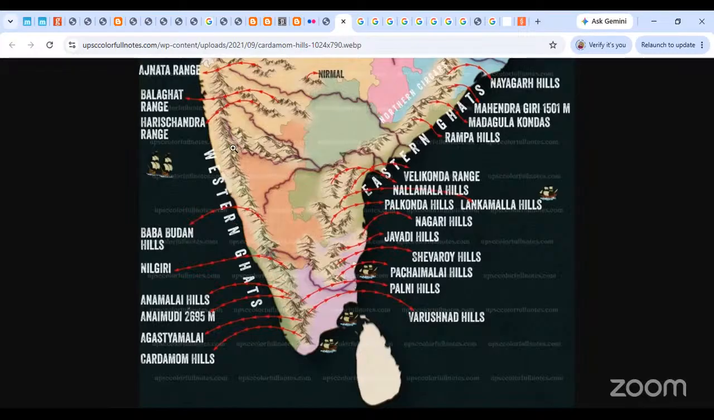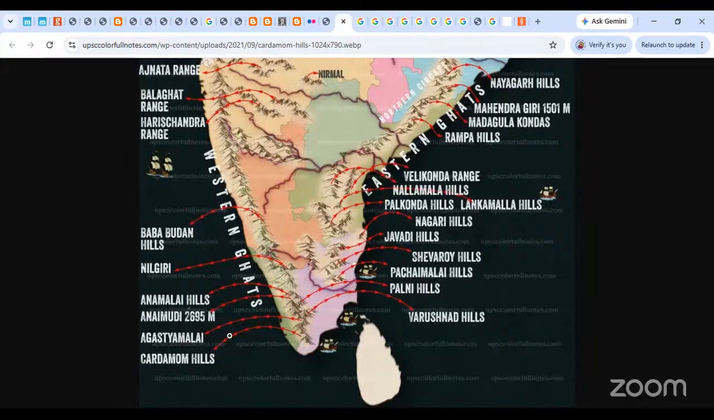One way or another, even if you're looking at the Ajanta range, you will say it is an extension of the Western Ghats. Even though it does not lie properly in the Western Ghats, it's an extension of it. So all of these hills lie in the Western Ghats, beginning with the Cardamom Hills at the very south, between Kerala and Tamil Nadu.